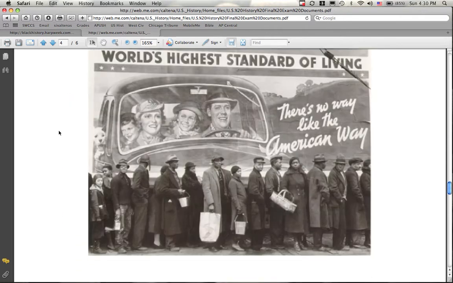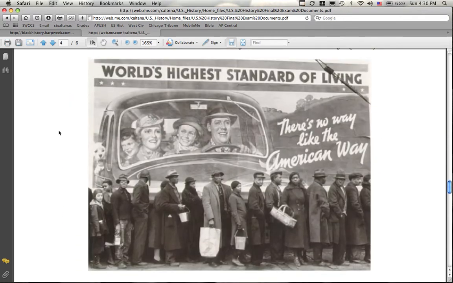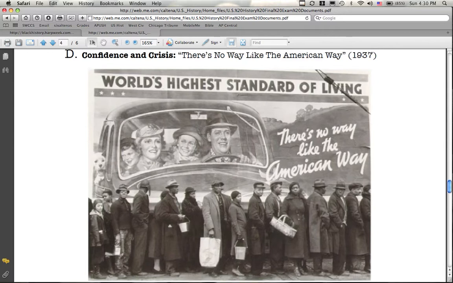I said this in class, this is one of my favorite U.S. history images because of the tension in this image. Tension between prosperity and lack of prosperity. A white world and a Black world. Notice that these are all African Americans standing in line. These are all white people in the car here. Well, there's a lot of tension there.